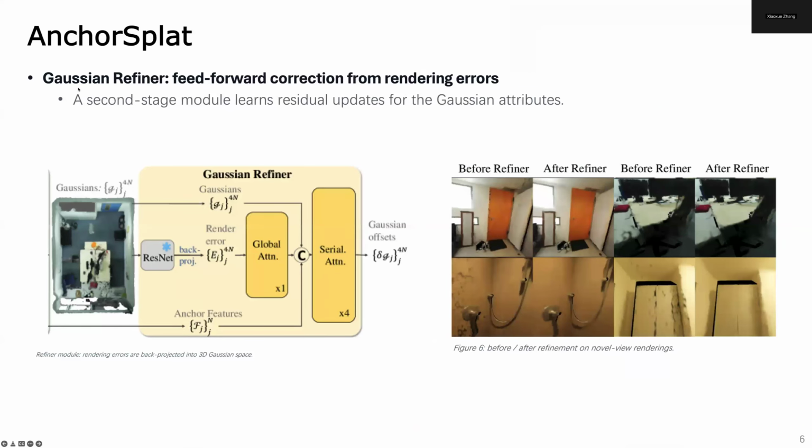And then the Gaussian refiner improves the initial feed-forward prediction without retraining the decoder. It renders the current Gaussians, compares them with the input views, extracts the multi-scale error features, and back-projects those errors to 3D Gaussian attributes. And then a point transformer updates all attributes of the Gaussians.